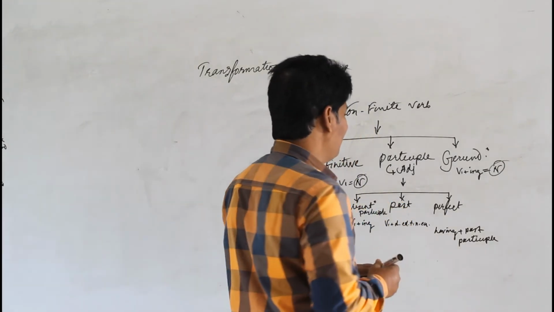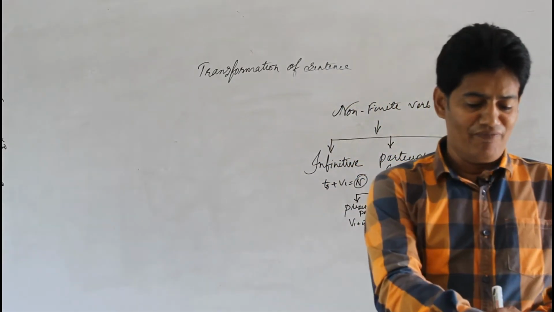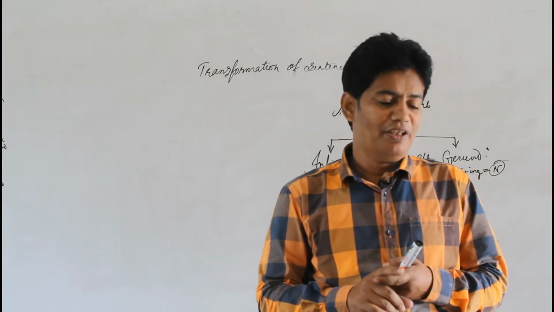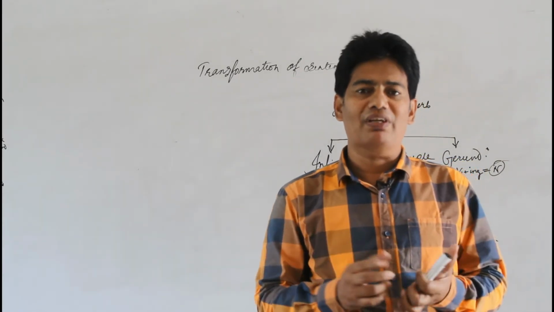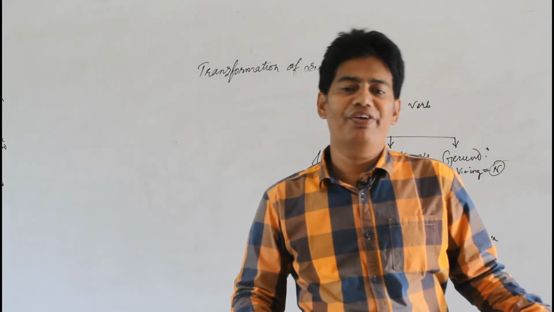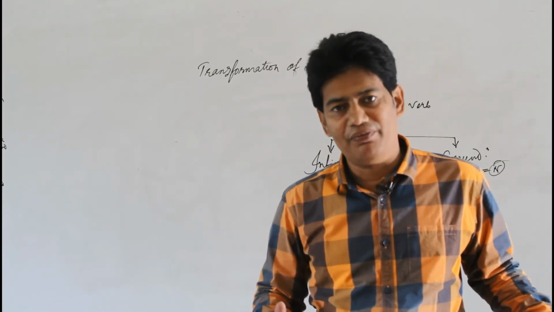What is the similarity? Structural similarity. In their structure, both are the same. Like gerund is V1 plus ing, present participle is also V1 plus ing. But what is the dissimilarity? Certainly there is a great dissimilarity between these two components of non-finite verb.